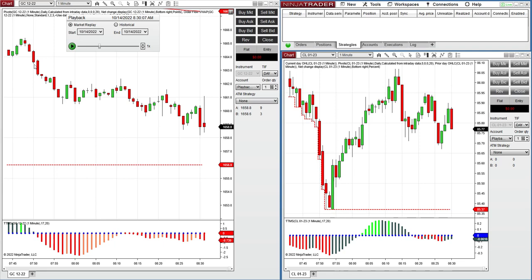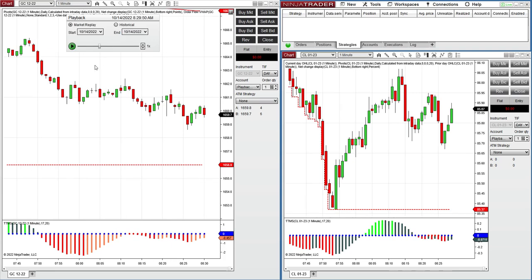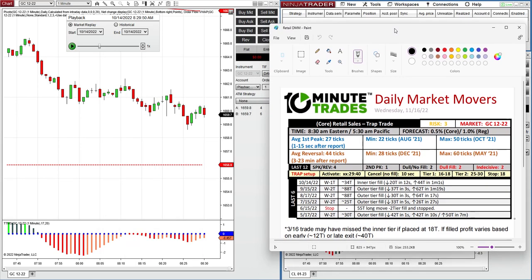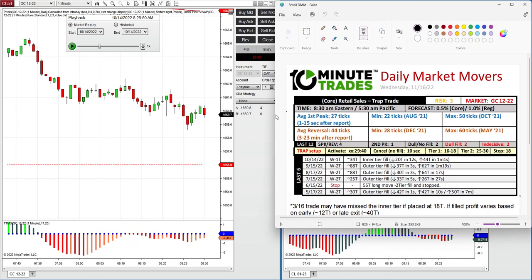Okay. So on this day in October, we came into the trade room. We've been doing our research, and we know that the U.S. retail report is a trap trade, all right? We know it. So that's a given. So we come into the trade room with a daily market mover for this report. And it looks like this, okay?